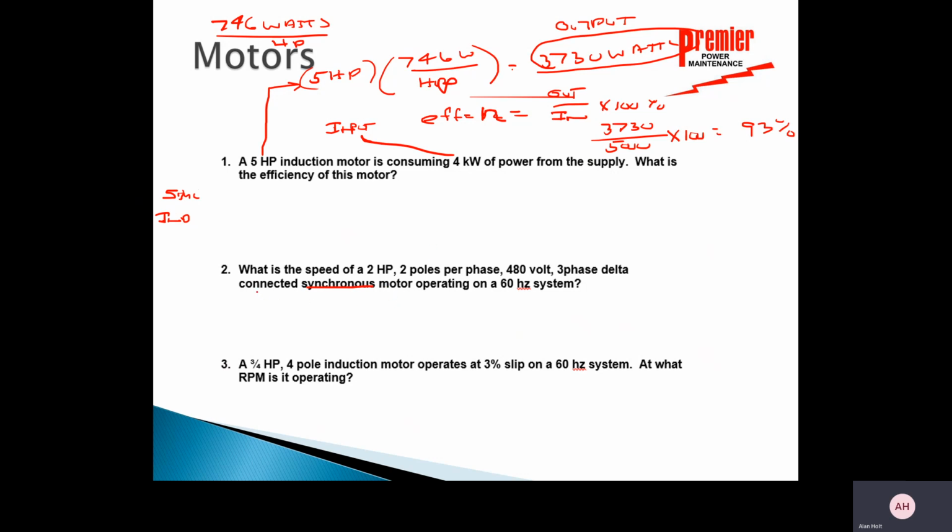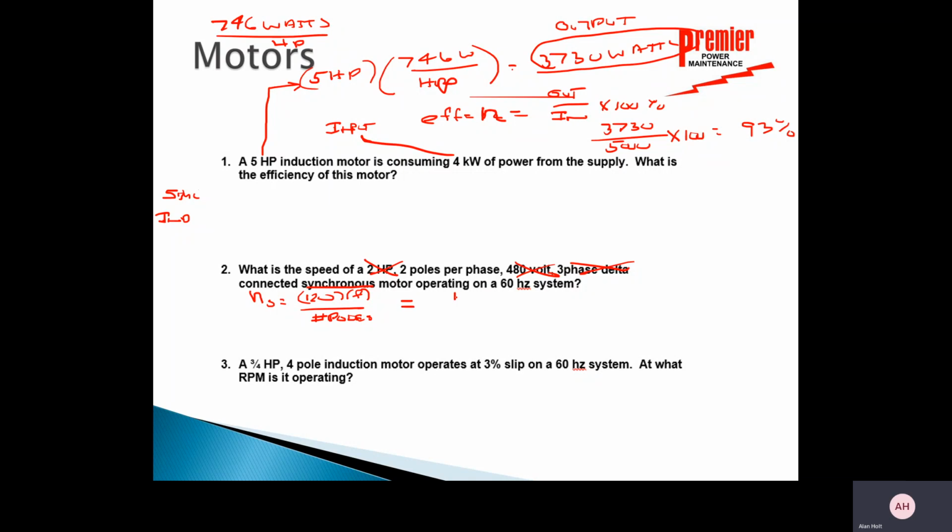Well, the equation for synchronous speed, NS, is 120 times the frequency over the number of poles. So if I look at this, the whole idea here is the size of the motor doesn't matter, the voltage of the motor, the phase of the motor doesn't matter. The only thing that matters is the number of poles and the frequency of the system.